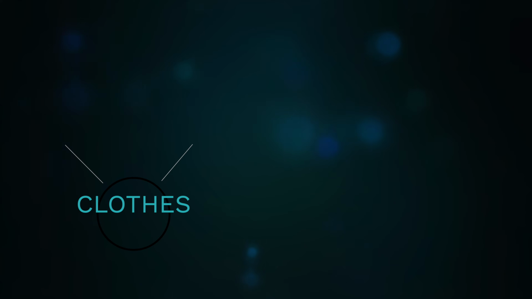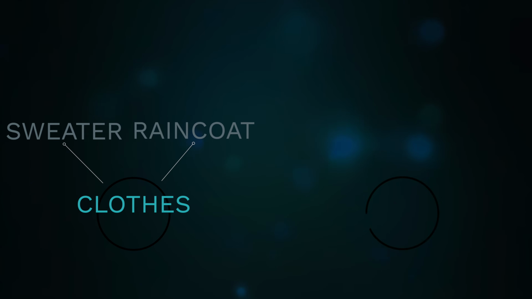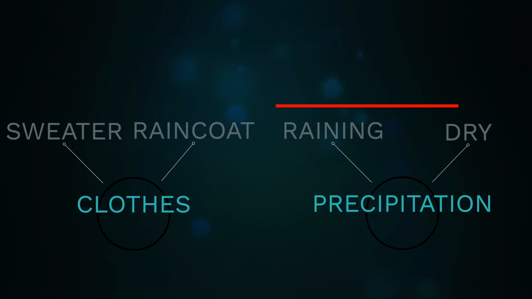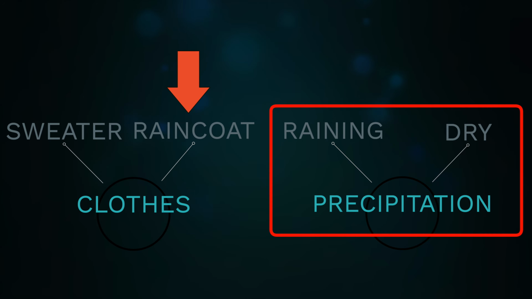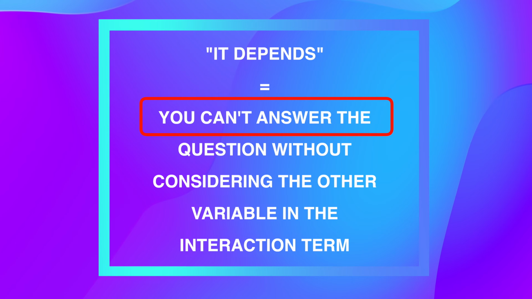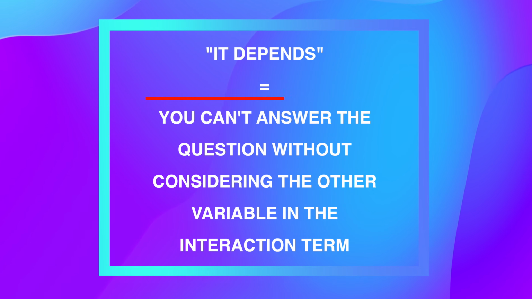In this case, the clothes is one variable, while the precipitation is the other variable in the interaction term, and it affects your preference for wearing a raincoat or a sweater. This shows the "it depends" nature of an interaction effect, where you can't answer the question without considering the other variable in the interaction term.